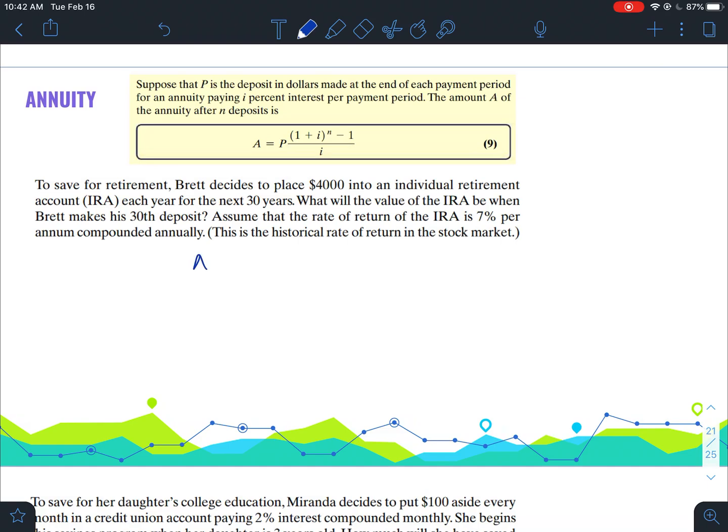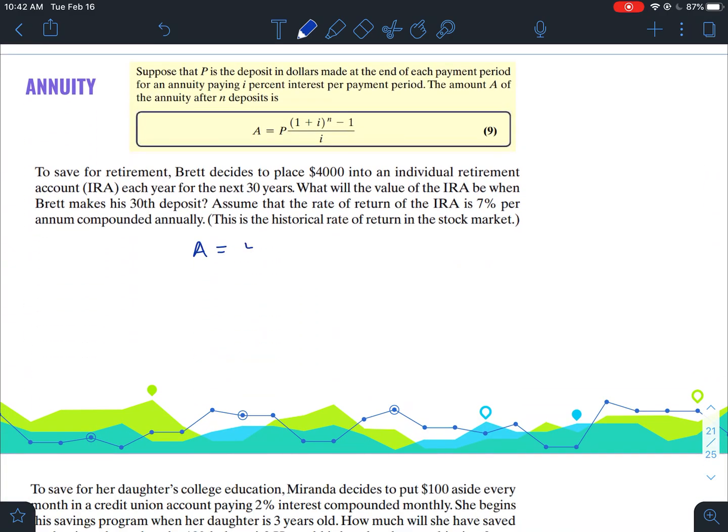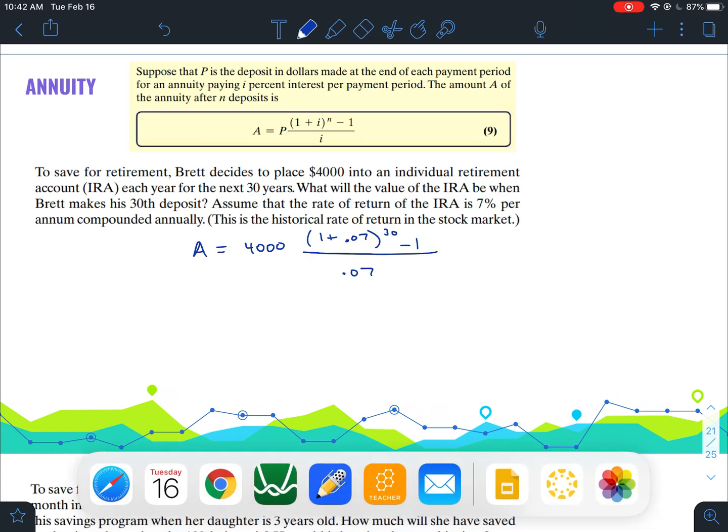So his final amount is going to be what he puts in every year. And so he's putting in $4,000 every year. And so it's going to be plus 1 times the interest rate, so 0.07, raised to the number of deposits. His number of deposits is going to be 30. And then minus 1, and then divide by the interest rate, so 0.07.